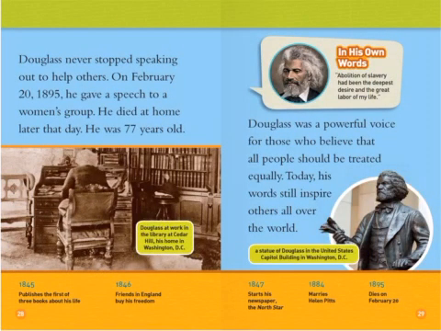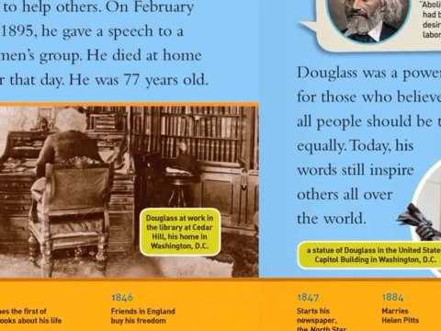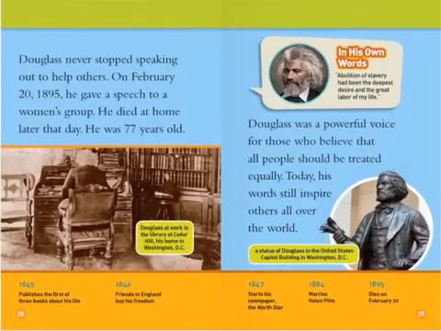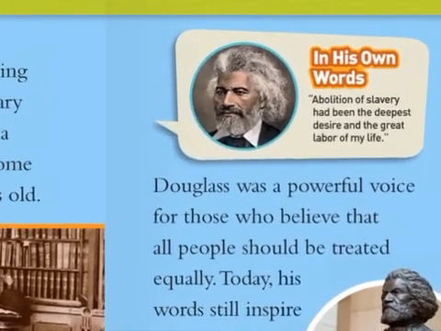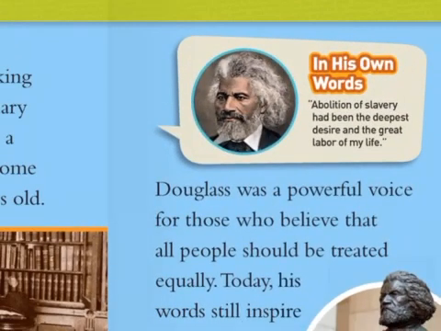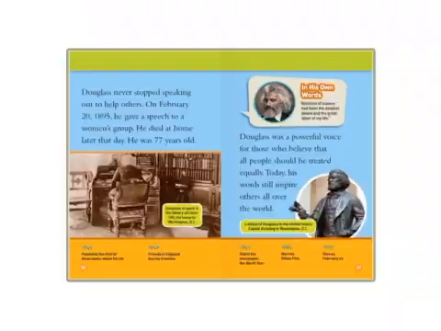Douglas never stopped speaking out to others. On February 20th, 1895, he gave a speech to a women's group. He died at home later that day. He was 77 years old, so he never stopped working, and he just died from old age. Douglas was a powerful voice for those who believe that all people should be treated equally. Today, his words still inspire others all over the world. Picture of Douglas at work in the library at Cedar Hill, his home in Washington, D.C., and a statue of Douglas in the United States Capitol building in Washington, D.C. In his own words, abolition of slavery has been the deepest desire and the great labor of my life.